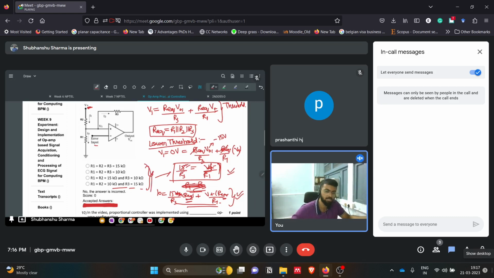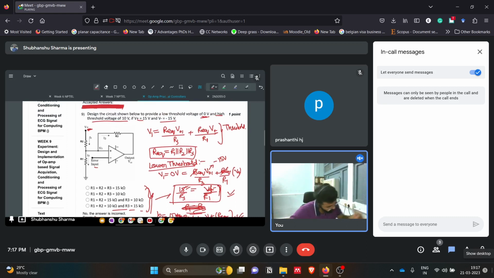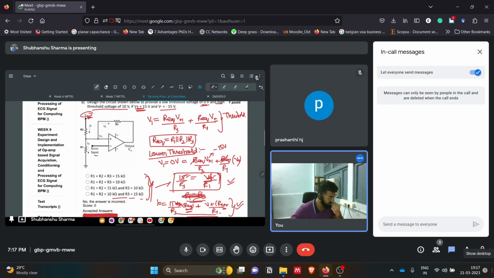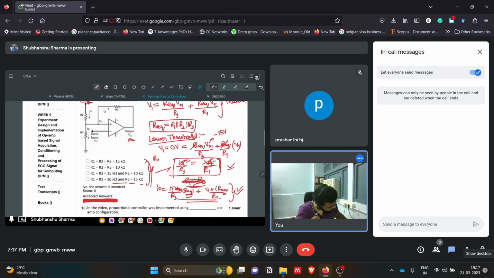If it is so, then it is fine, you can go there, because nowhere here is it mentioned what V plus is. Okay, yes, it is mentioned, V plus is given as 15 volts, then it is fine. So V plus and V minus, the output voltage is plus minus 15 volts. So this is cancelled out, so R3 equals R1.